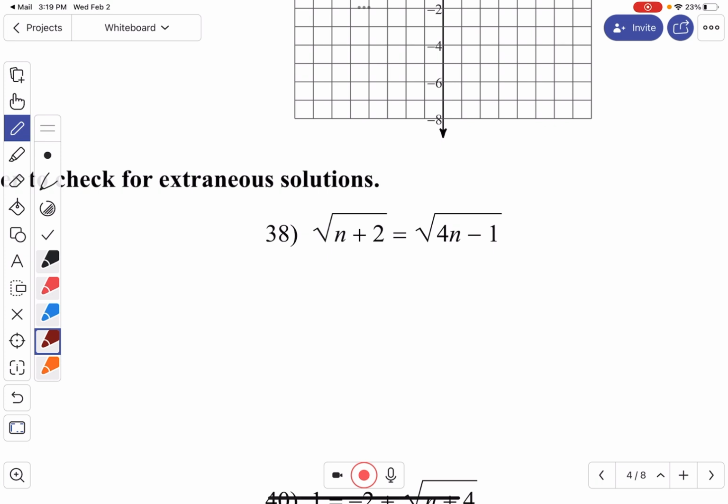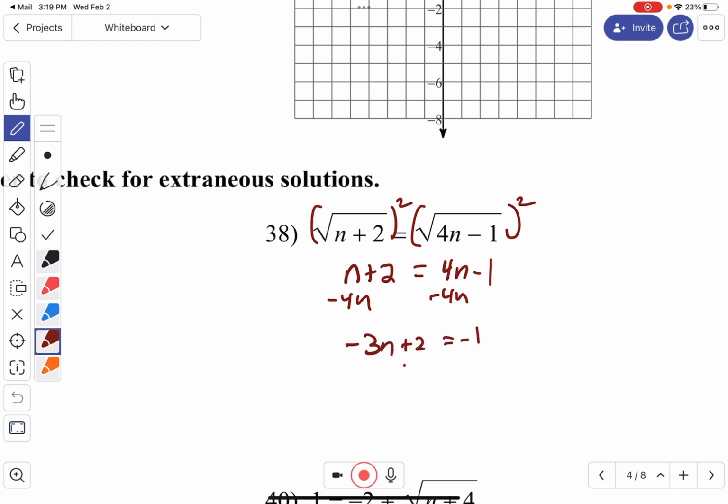Number 38. Square roots on both sides. Since we have square roots on both sides, we're just going to square both sides. Everything's kind of isolated already. So we're just left with n plus 2 is equal to 4n minus 1. Subtract 4n. It's -3n plus 2 equals -1. Subtract 2. -3n equals -3. N is equal to 1. Square root of 3 equals square root of 3. It checks.